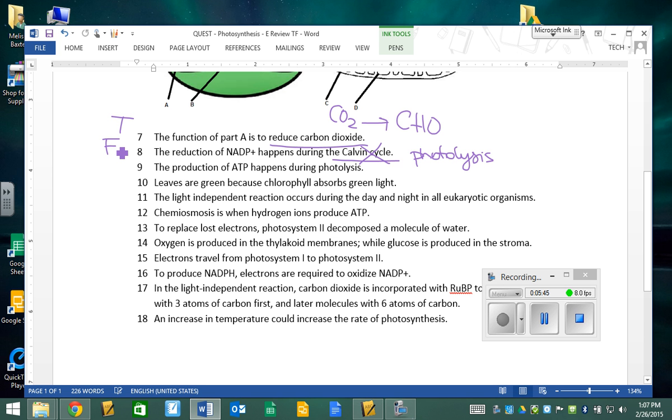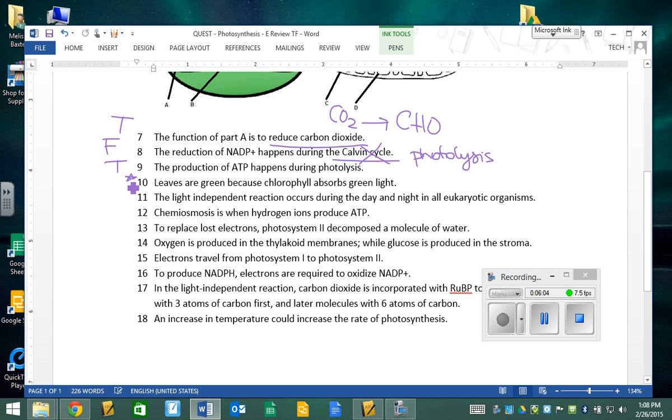So 8 is false. Number 9, the production of ATP happens during photolysis. That is definitely true. So during photolysis, which is the first part, we're making ATP. I'm going to use it later in the second part.